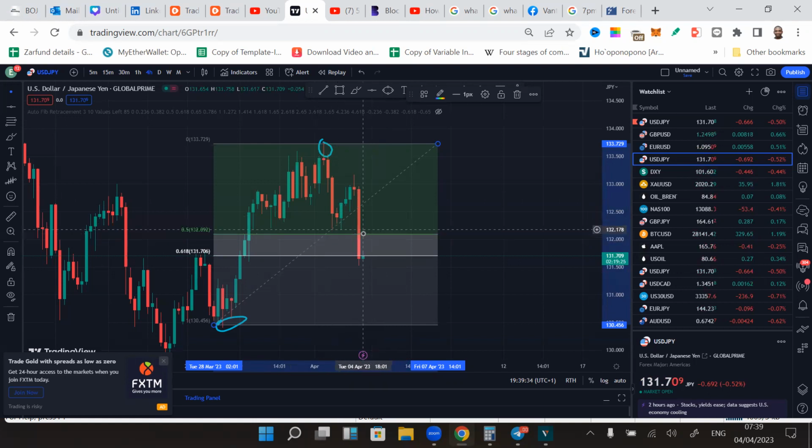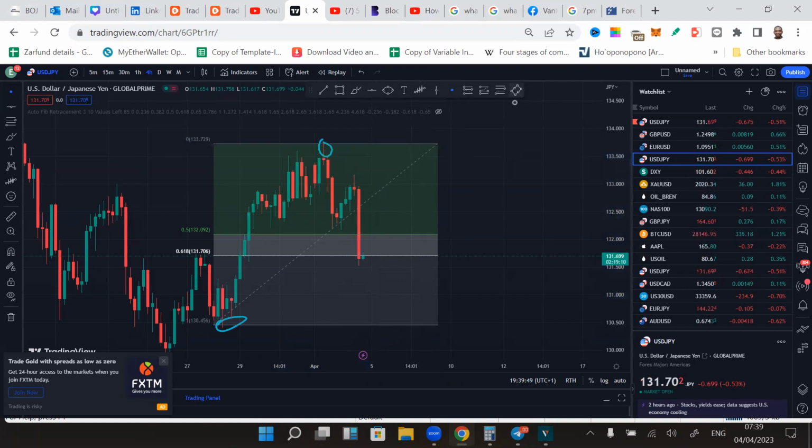You see? This is 61.8. You can see price stopped there. This move happened, and then price stopped around 61.8. I'm expecting this to buy from here. That's what's happening. Now let's look at something else I'm expecting from this pair.